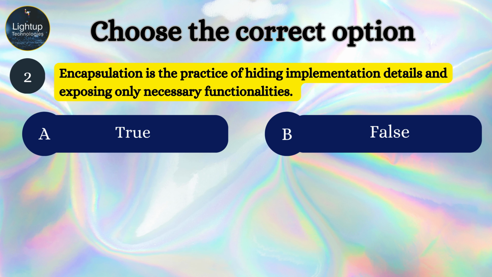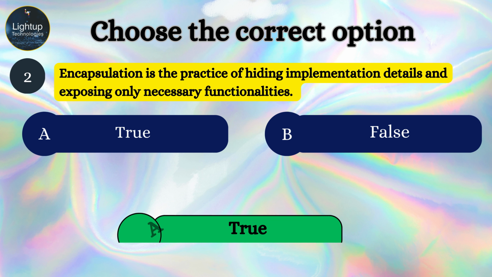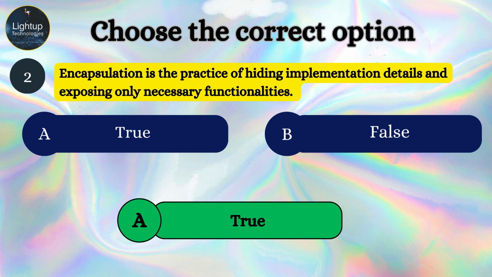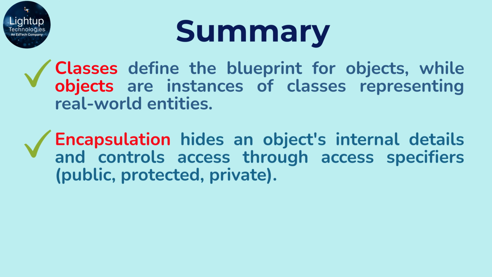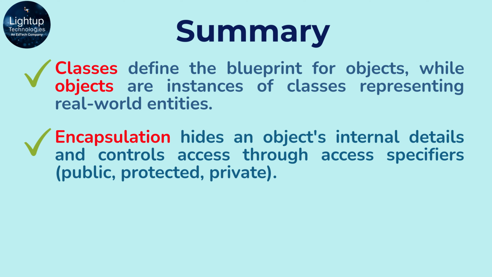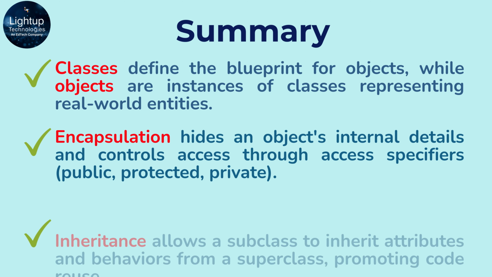Encapsulation is the practice of hiding implementation details and exposing only necessary functionalities. Classes define the blueprint for objects, while objects are instances of classes representing real-world entities. Encapsulation hides an object's internal details and controls access through access specifiers: public, protected, private.